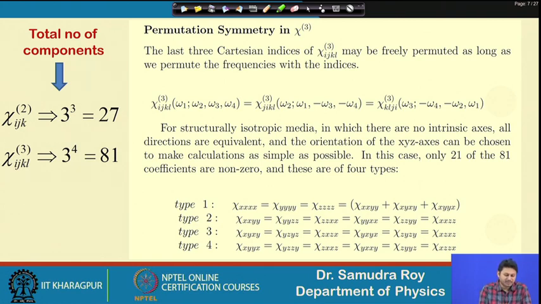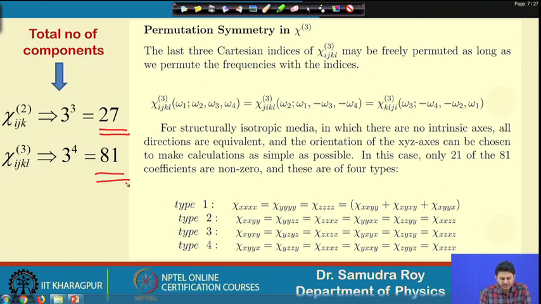So, here we have a comparison. The total number of components of chi2 is 3 to the power 3, which is 27, that we know. So, there should be 27 different components, but we find that among these 27 not all are different, there are many same components. So, we can reduce the total matrix. Here also for chi3 we have 81 different components, but it should have a permutation symmetry.